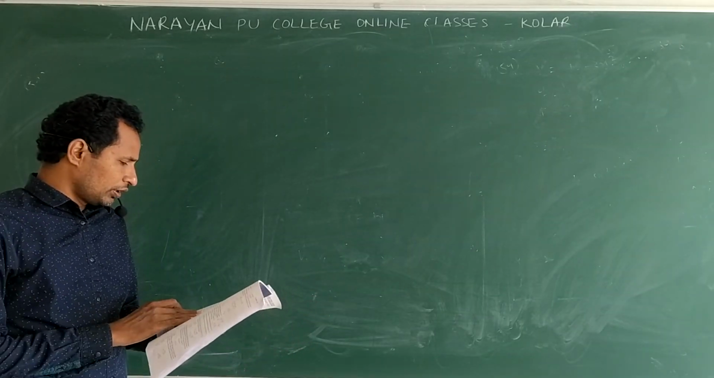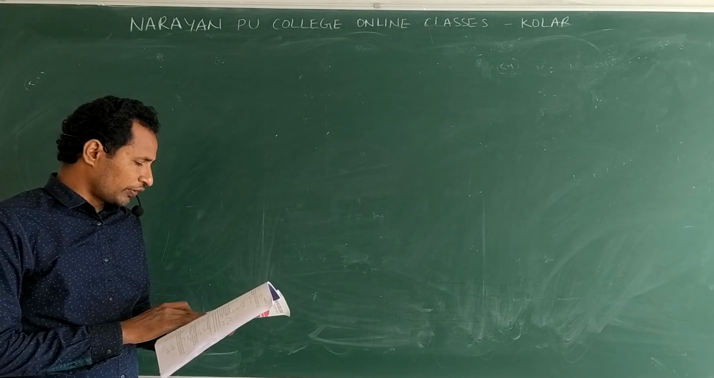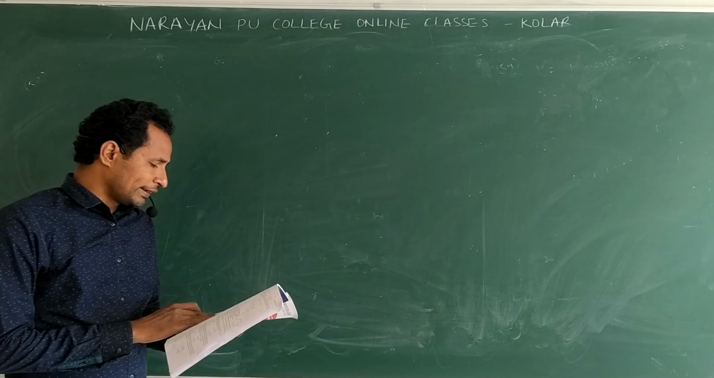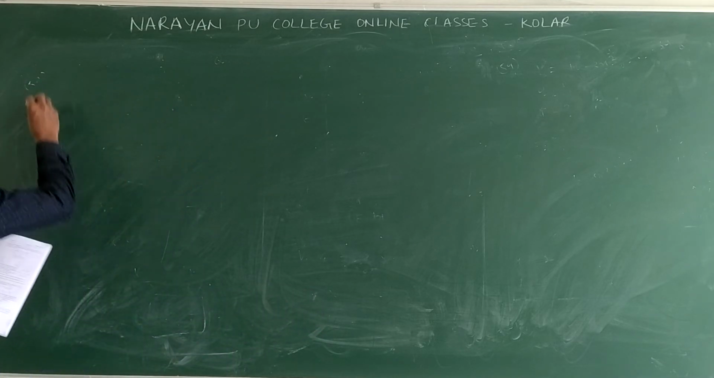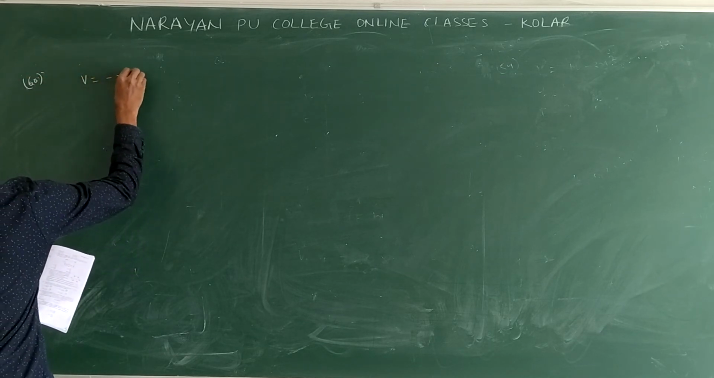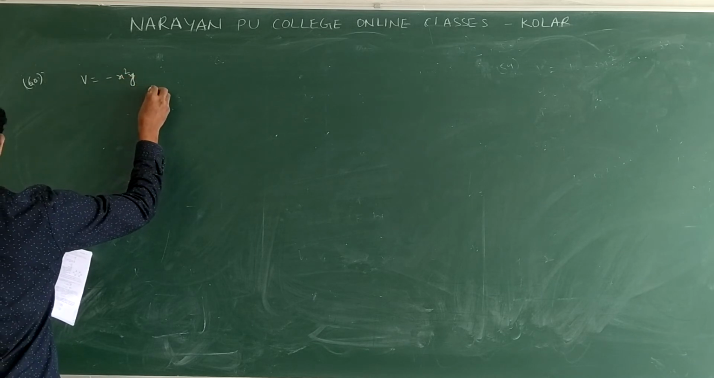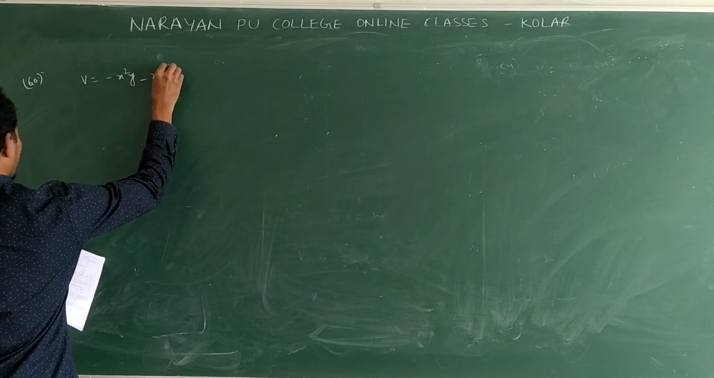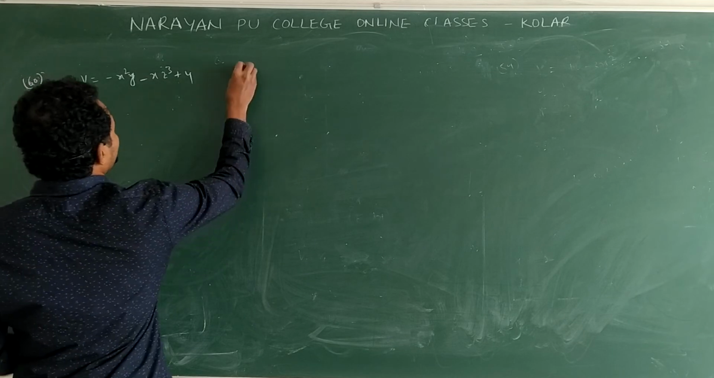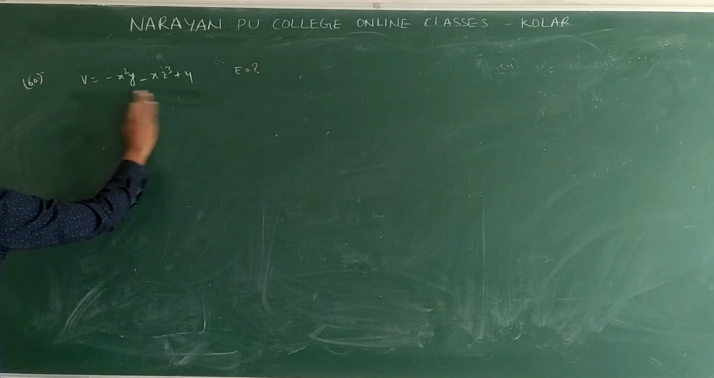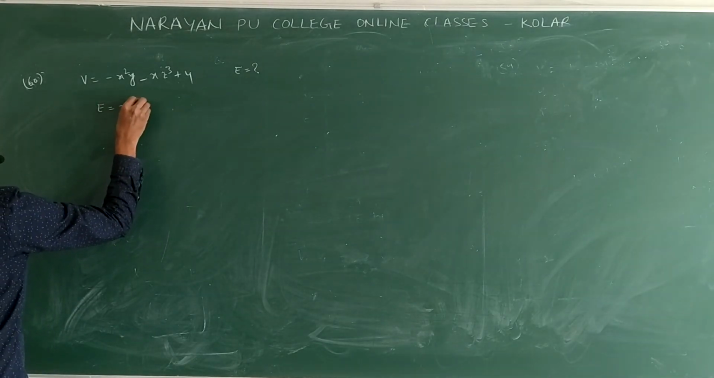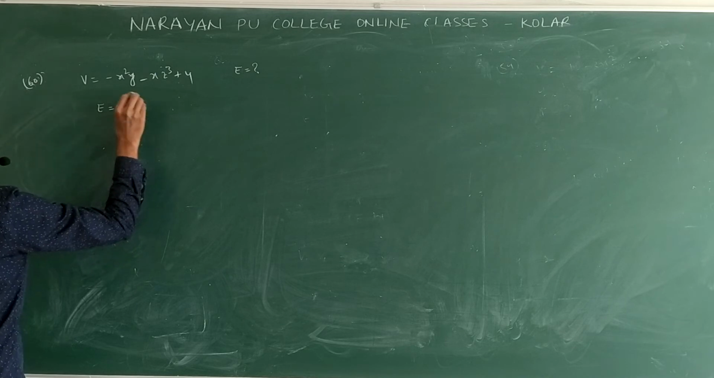Now 60. The electric potential at a point x, y, z is given by V is equal to minus x square y minus x z cube plus 4. The electric field E at a point is asked. Potential is given as V is equal to minus x square y minus x z power 3 plus 4. They are asking for the field E. So potential is there in three dimensions. What is the relation between E and V? E is equal to minus dV by dr.